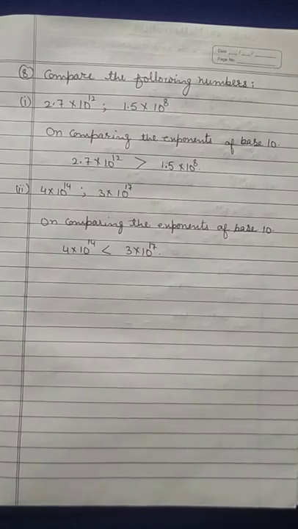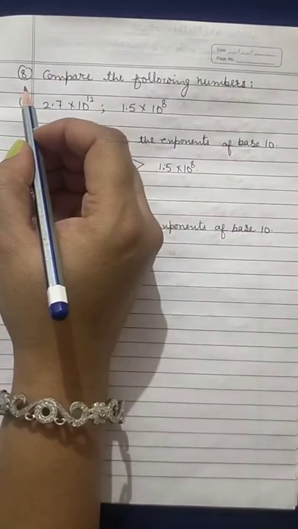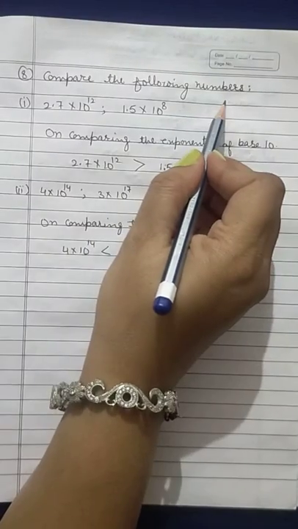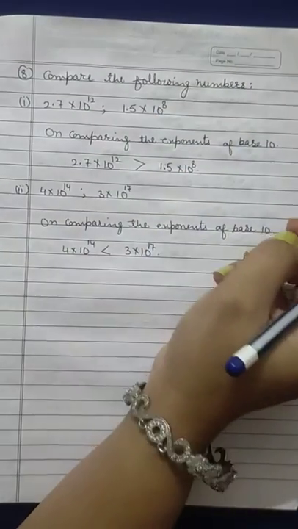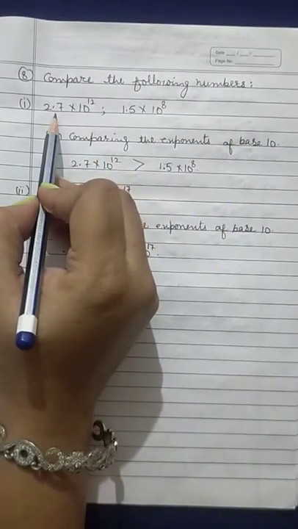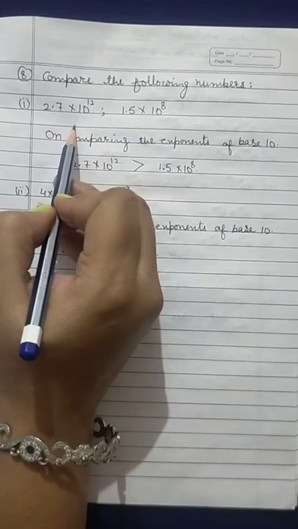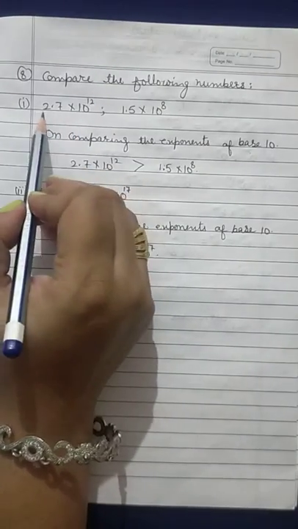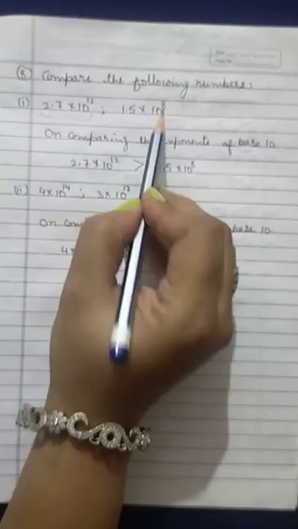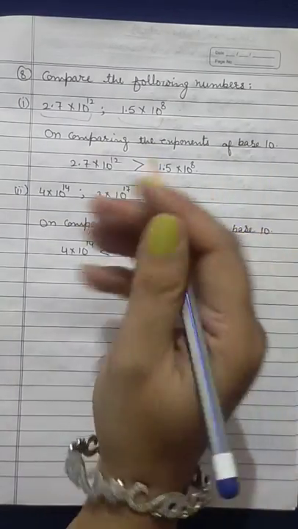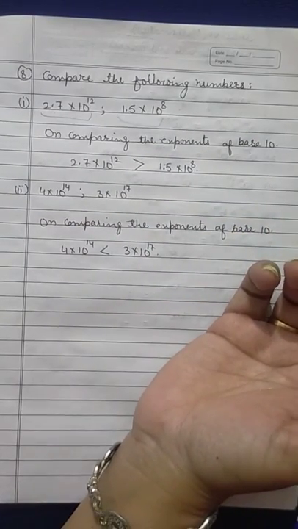Now see next question, question number 8. They're asking to compare the following numbers. You can see here we are having these expressions here now. You're having this number in decimal form and exponential form also. So what they're asking, we have to compare this one number and this one number. Fine. We have to check which one is greater. So let's start it now.